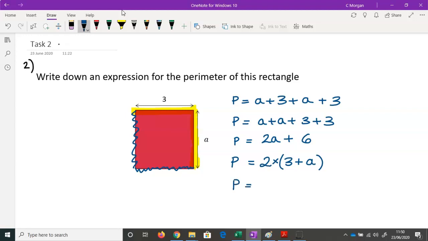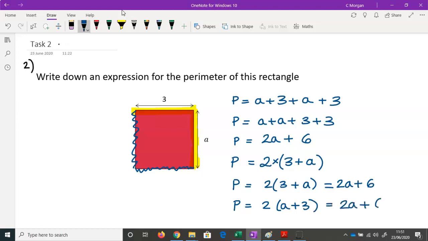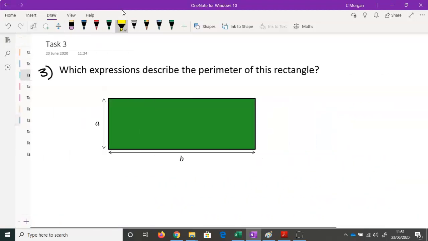With algebra, I don't bother with a multiply, so 2 lots of 3 add a is going to give me the same answer as if I'd have written 2a add 6. I could have also written 2 lots of a add 3, which gives me the answer of 2a add 6. I wonder if you can see a relationship between the 2 lots of a add 3 in brackets and the 2a add 6. Let's have a look at the next one.